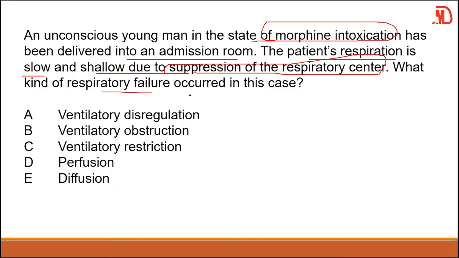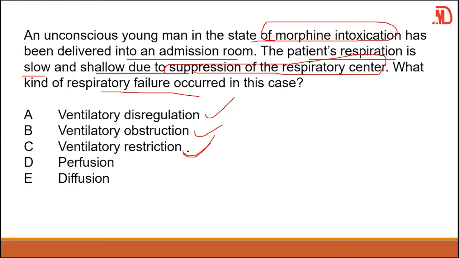What kind of respiratory failure has occurred in this case? So guys, look at it. Note the difference between restriction, obstruction, and then dysregulation. In restriction, what it means is that you are breathing in, but your lungs are not able to accommodate air. So air is restricted. That is respiratory restriction.